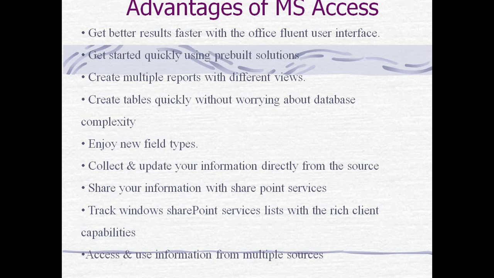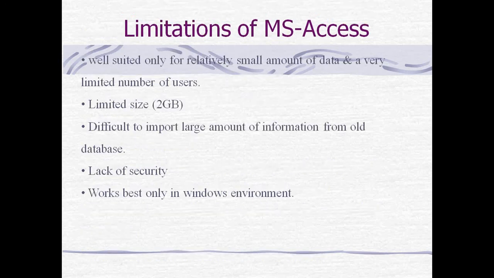We can update and collect information from the source itself, which means if you enter data in a source and that source, that is a table, is connected with the form, that gets updated automatically. These objects are connected to each other. You can update data in one of these objects and other objects will get updated automatically. Track Windows SharePoint services lists with rich client capabilities. Access and use information from multiple sources.